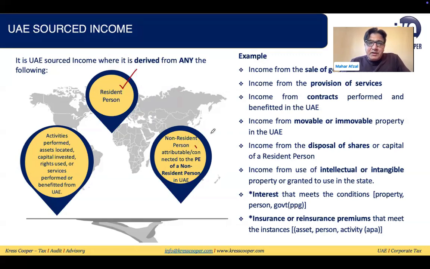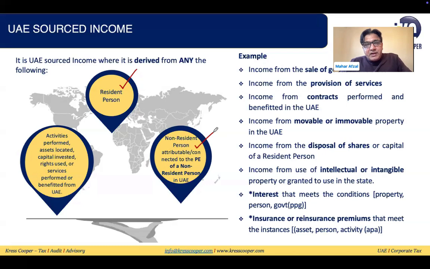Income that is related to the PE of the non-resident person, that is UAE sourced income. Any activities, if these activities are being performed in the UAE, this is called the UAE sourced income. If the income is being generated from an activity that is being performed out of the UAE, and from a person who is not a resident person and not a PE of the non-resident person, that income is considered foreign source income.